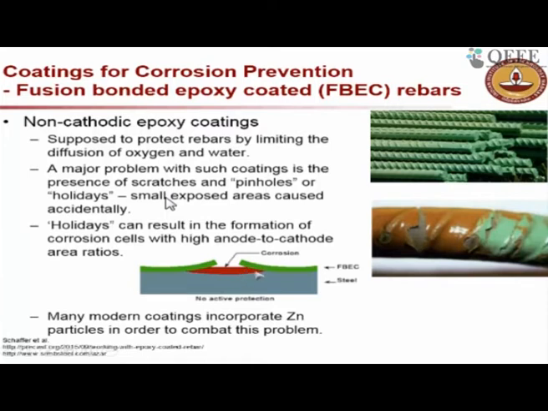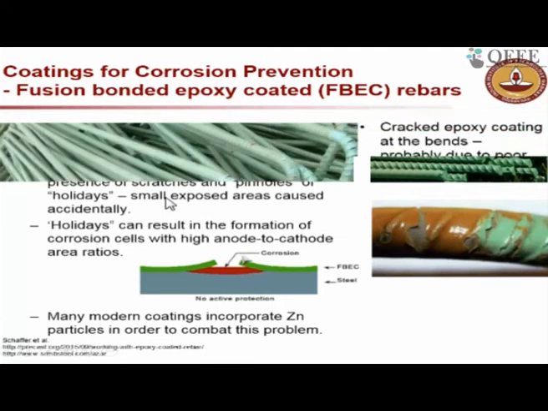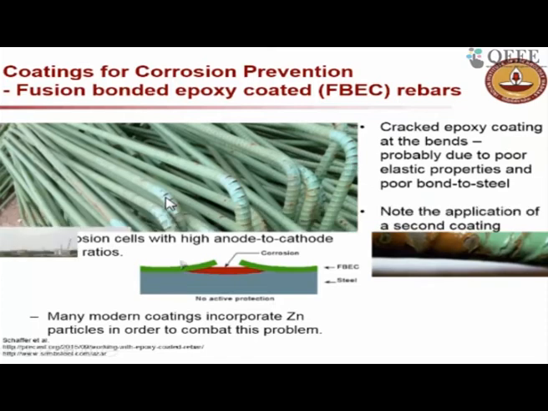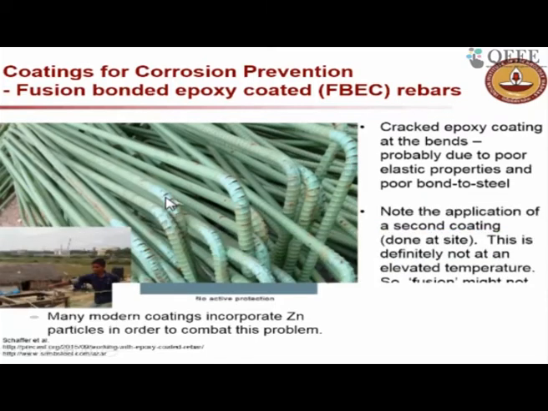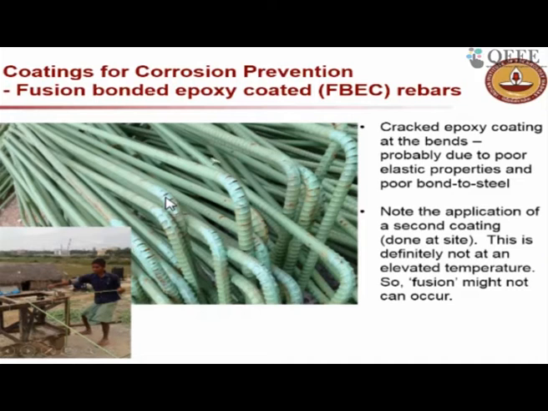Basically the idea in using epoxy was to protect the steel from corroding, but what we are seeing is if it is not handled properly at site, if the epoxy coating is not really good, it can actually make it more vulnerable to corrosion. Now this is an example of epoxy coated rebars, or fusion bonded epoxy coated rebars, which were used on some construction site.